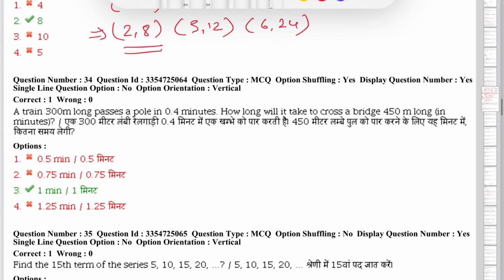Now the last question for today is: a train 300 meter long passes a pole in 0.4 minutes. How long will it take to cross a bridge 450 meter long in minutes? So the answer we have to find is in minutes.